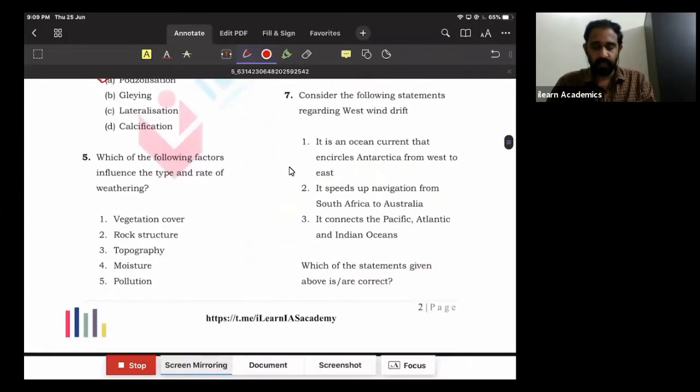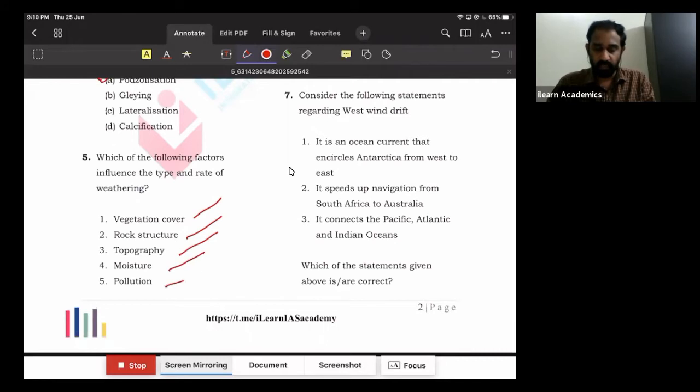So next question, question number 5. Which of the following factors influence the type and rate of weathering? Vegetation cover, obviously, if there is more vegetation, if the roots are deeper, if the roots are stronger, there will be more weathering. Rock structure, the hard rocks will take more time for weathering compared to the soft sedimentary type of rocks. Topography, so the weathering process will be fast in steeper gradient regions. Moisture will aid in weathering.